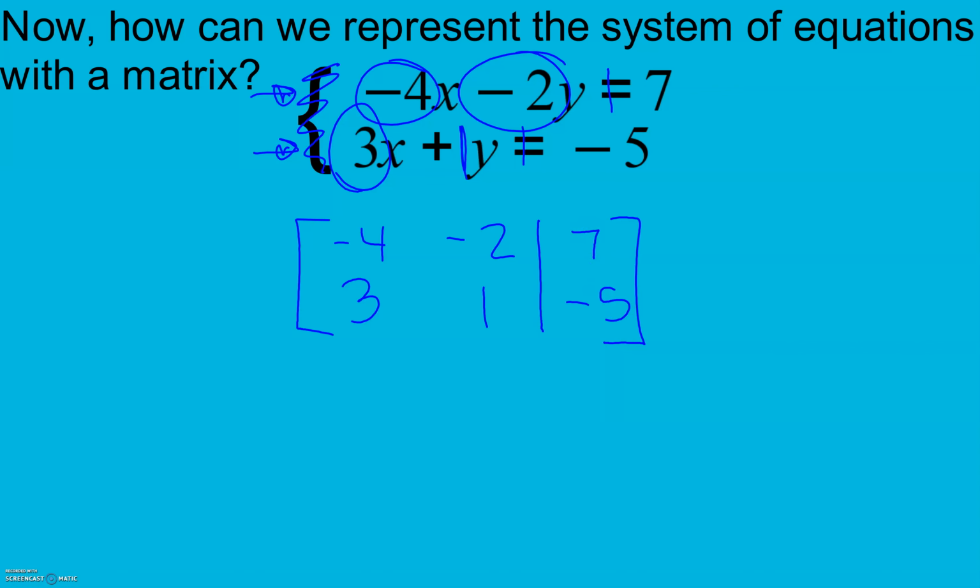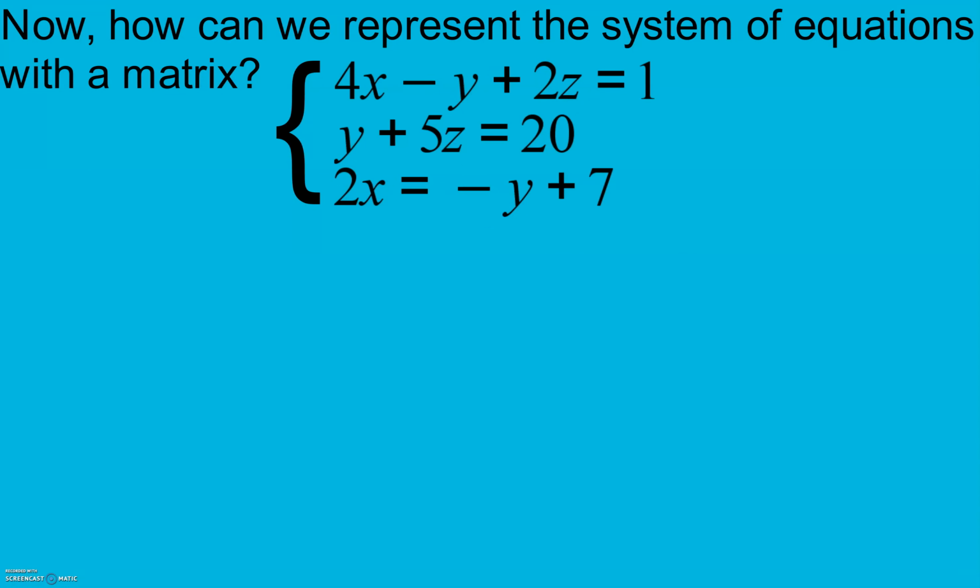So you can think about it in terms of your columns or in terms of your rows. Either way, we get to the same spot. Again, feel free to pause here and give this one a try.